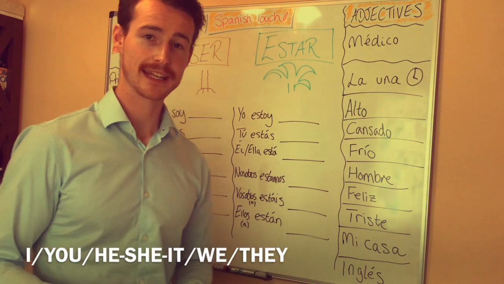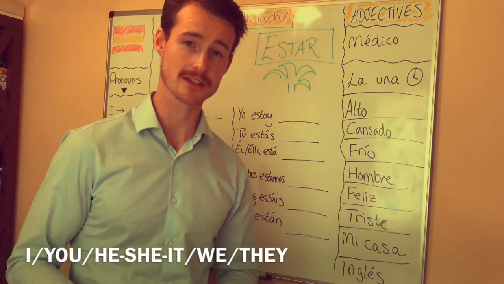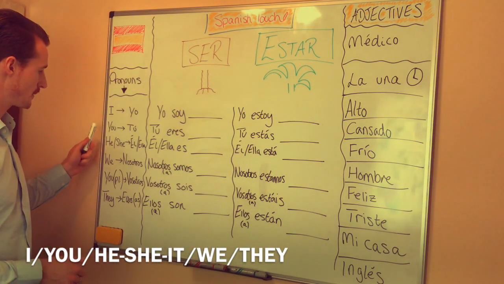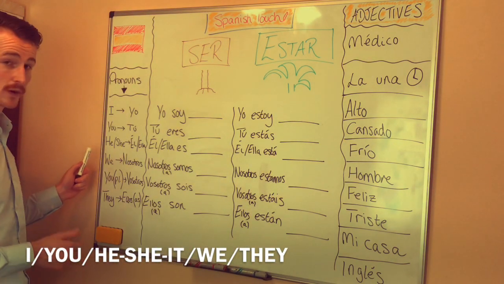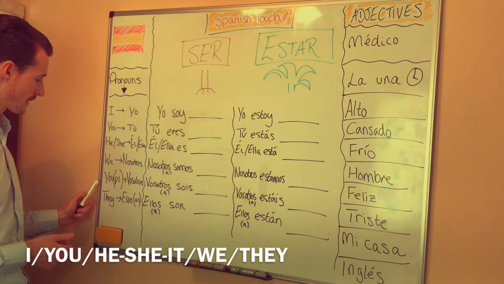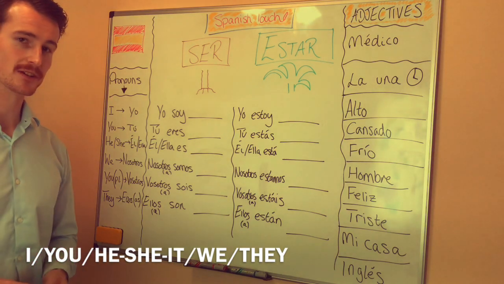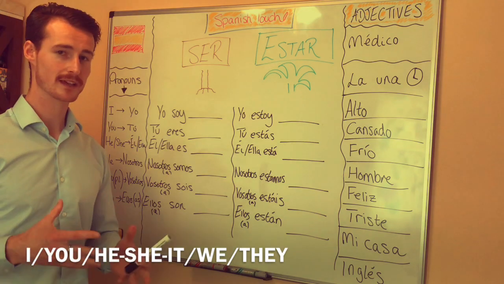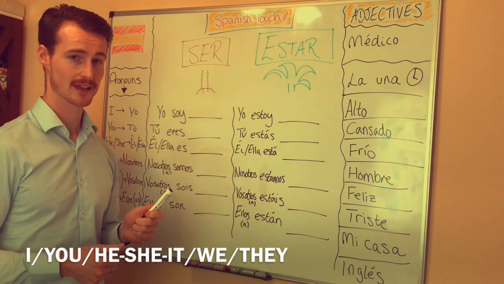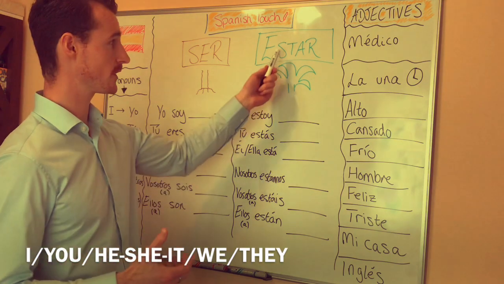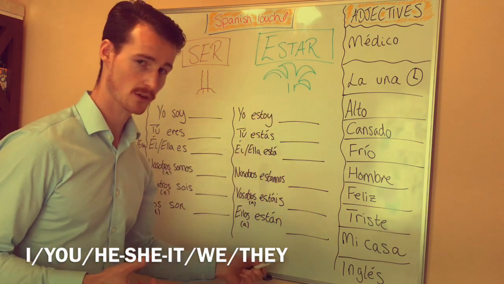Okay, first of all, we need to learn some of the pronouns in Spanish. Pronouns are essentially I, you, he, she, or it, we, you plural, and they. So in Spanish, conjugating or forming the verb ser, we are going to use this column. And to conjugate or form the verb estar, we're going to use this column.